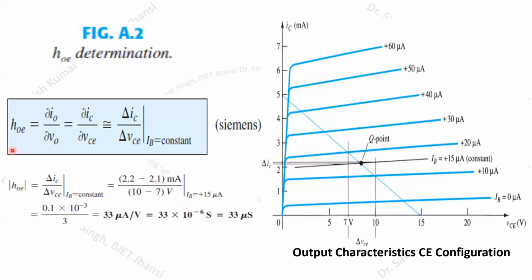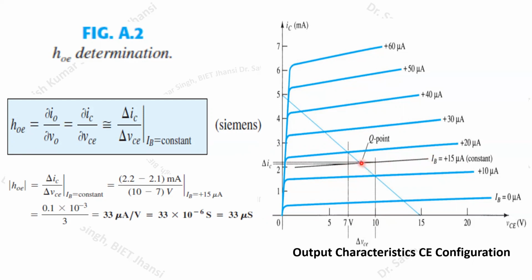Similarly, if you wish to calculate the HOE, here you can see these two parameters. Basically, we have to calculate a total of 4 parameters. Out of these 4 parameters, 2 will be calculated from the output characteristics, and the other 2 from the input characteristics. So this HOE is this particular ratio: change in the collector current with respect to change in the collector to emitter voltage, while keeping IB constant. Let us say this is our IB; at a constant IB we have to calculate.